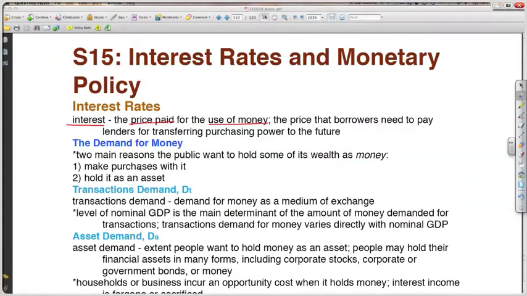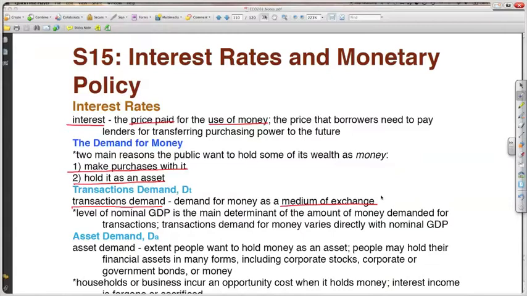We're going to have two main reasons why we demand money, or why we want and are able to get money. First, we want to make purchases with it, or want to hold it as an asset. So if we want to make purchases with it, that's what we call our transactions demand. So we want to use it as a medium of exchange.